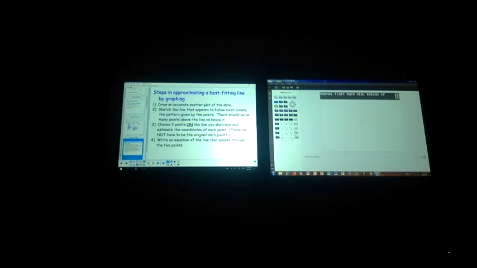All right. So steps in approximating a line of best fit by graphing. Draw an accurate scatter plot of the data. So that's what these calculators are going to do. Sketch the line that appears to follow most closely the pattern given by the points. There should be as many points above the line as below. Okay. This all sounds good.